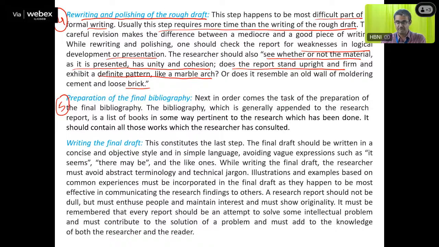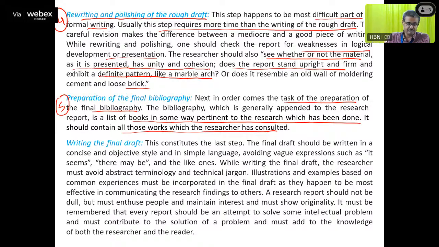Next in order comes the task of preparation of the final bibliography. The bibliography, generally appended to the research report, is a list of books in some way pertinent to the research which has been done. In our case, journal papers, right? It should contain all those works which the researcher has consulted. It's very clear and you all know this.